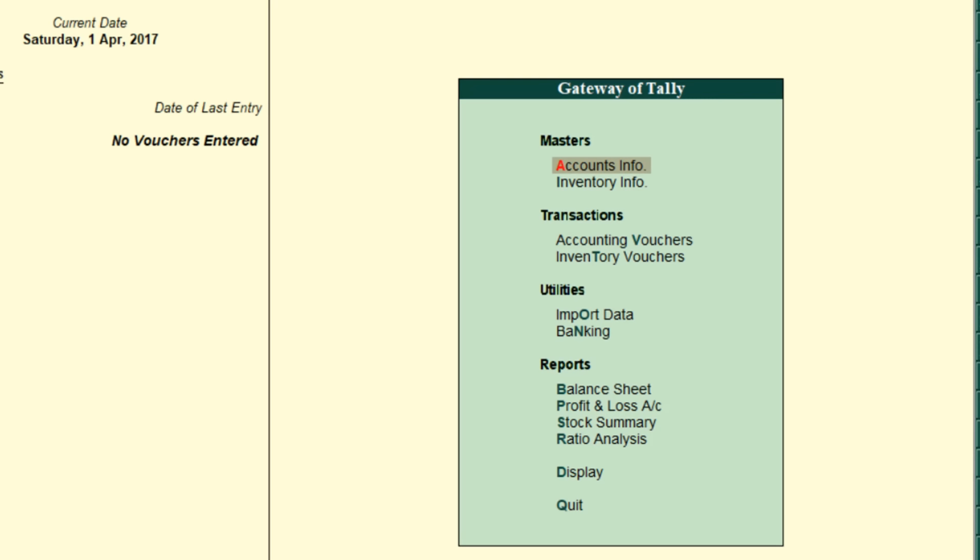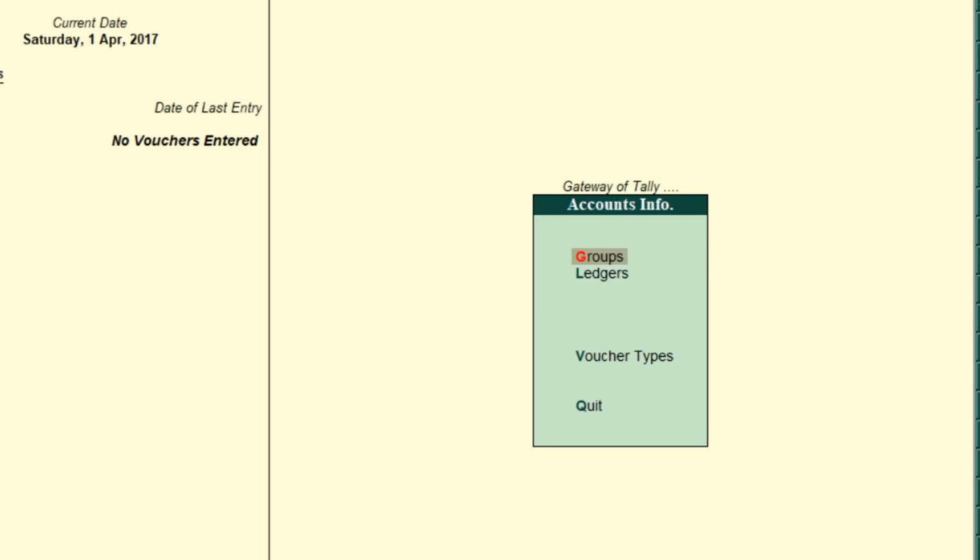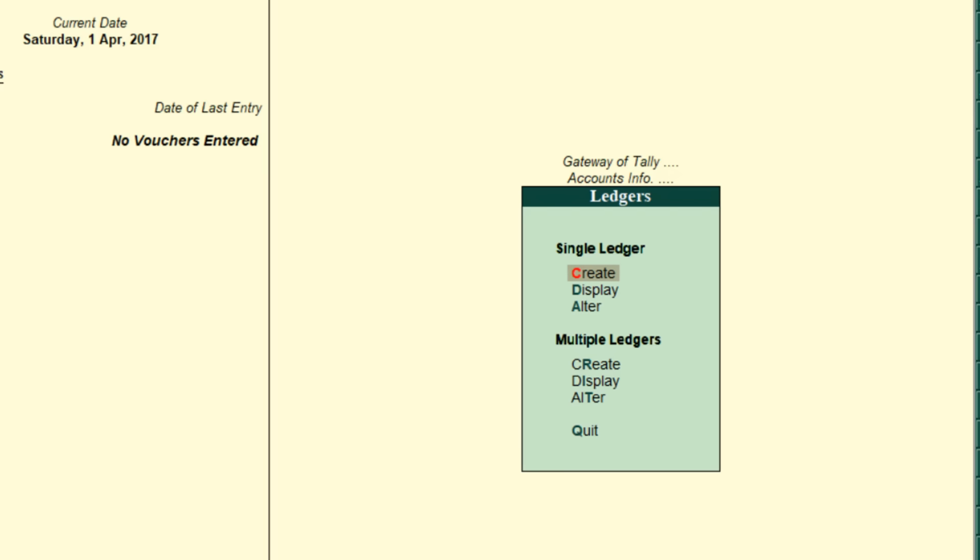And if you want to create new ledger accounts, then you have to go to the accounts information menu. Here you see 3 options: groups, ledgers and voucher types. As we have to work with ledger accounts, I will go here into ledgers, and here you have further options. Either you want to create a new ledger account, see previous accounts, alter or modify previous accounts, or create multiple ledger accounts at once.